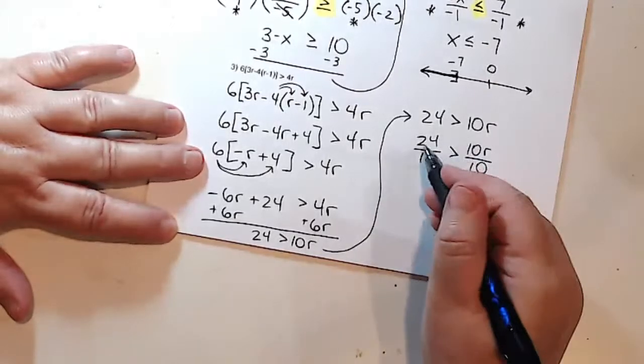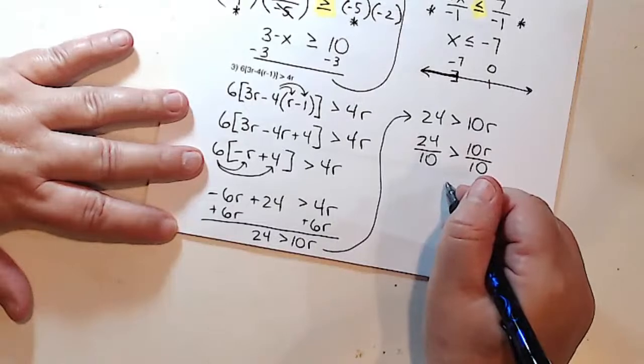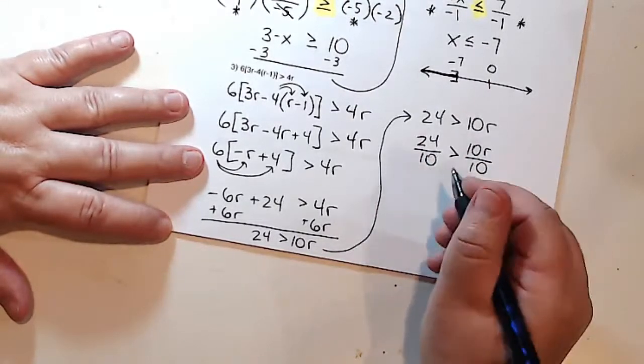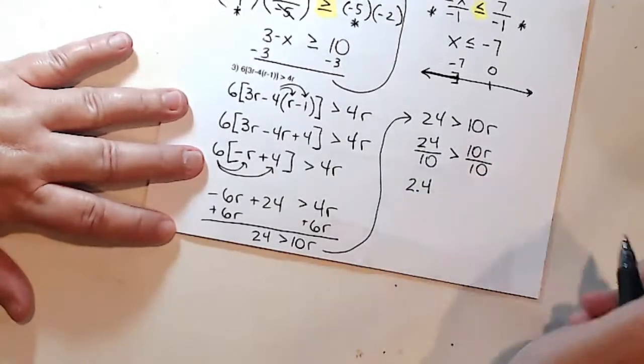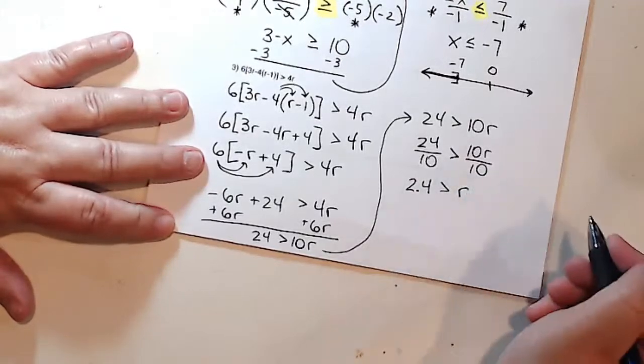Depending on the setting, part of me says I really should leave it as a fraction, but part of me is like, you know what? Let's just do a decimal because that would make it easy. 2.4 is greater than r.